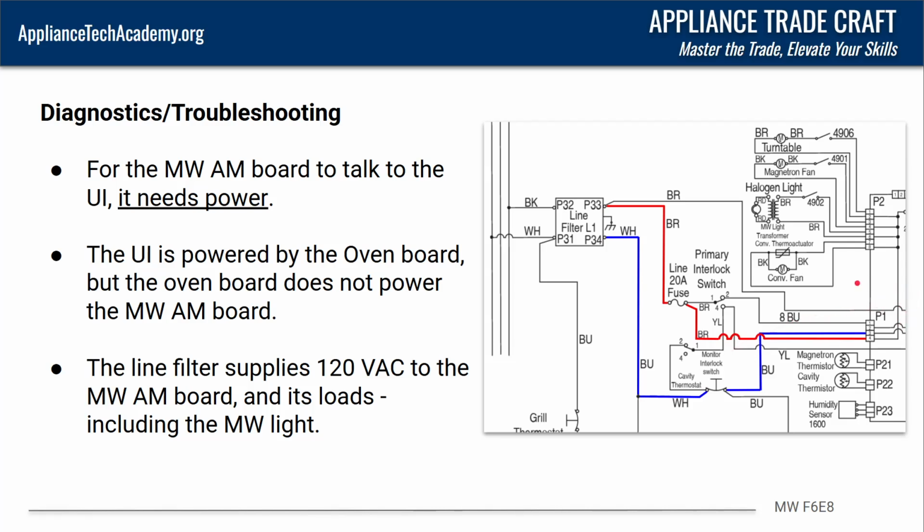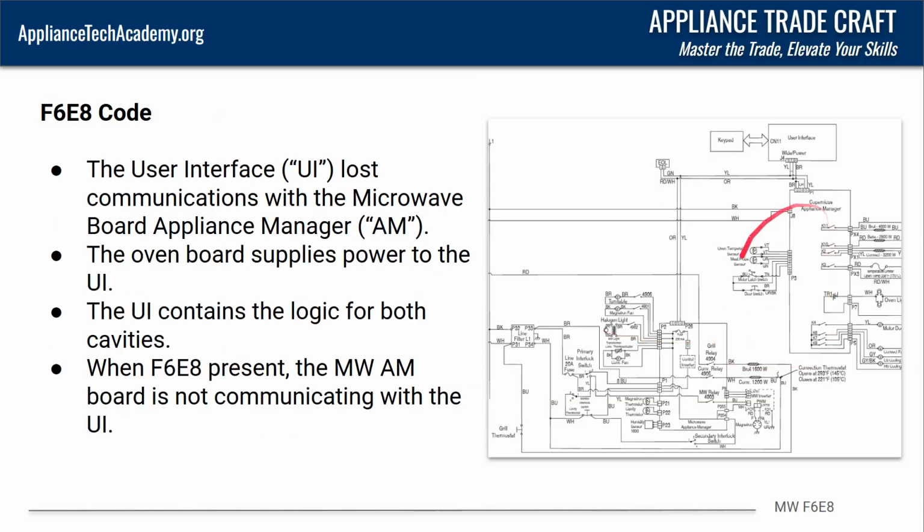So for the appliance manager board to talk to the user interface, it needs its power. And again, the UI is powered by the oven board, but the oven board does not power the microwave appliance manager. When we go back up to this diagram, you can see there's nothing connecting the two of these. So the oven appliance manager is getting its line 1 and neutral right there on the J8. It's got the DC communication between that and there, but when we're looking at the appliance manager for the microwave, it's getting its voltage through the line filter.